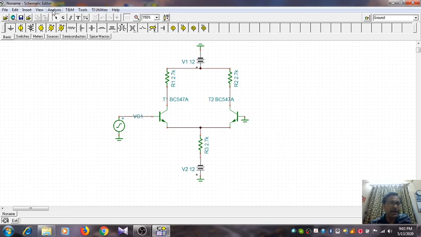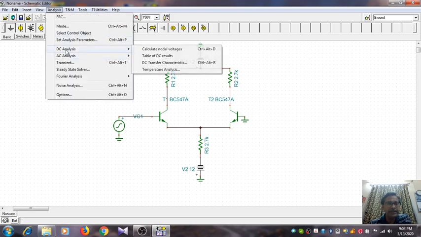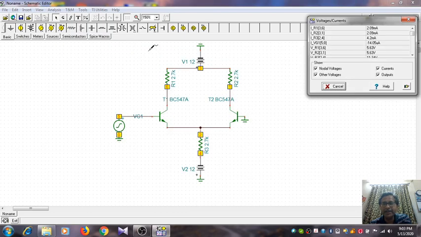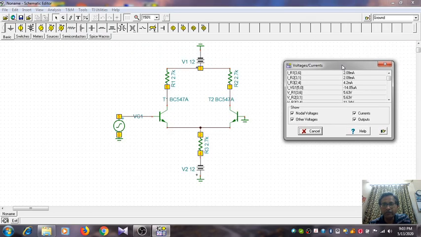If you want to know the current, you see we can go to DC analysis and then put the table of DC results. So that will bring us the current as well as the voltage. As far as the current goes, you see what is this I underscore R 3,6. You see the nodes have been numbered. Here it is 3, the top point where it is connected to the plus 12 volt.